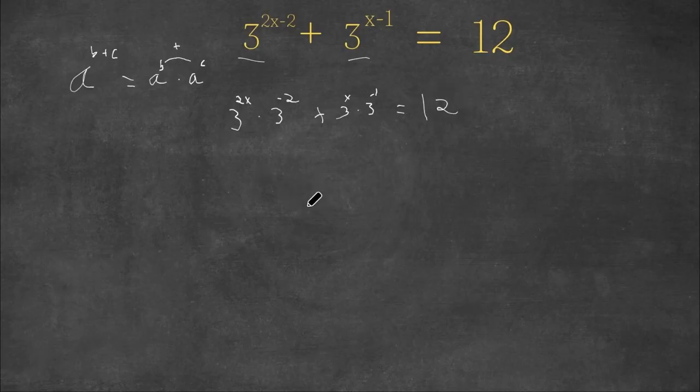So now we're going to simplify this a little bit. 3 to the power of 2x times 3 to the power of negative 2 is equal to 1/9. So this can also be 3 to the power of 2x over 9, plus 3 to the power of x times 3 to the power of negative 1. 3 to the power of negative 1 is 1/3. So this is equal to 3 to the power of x over 3, and all of this still equals 12.